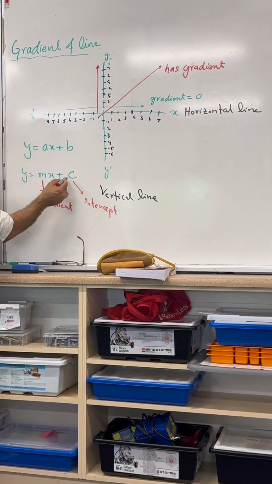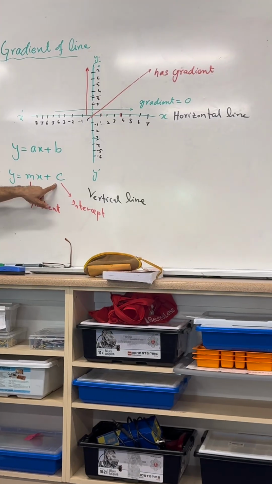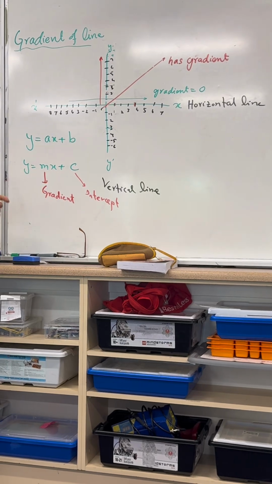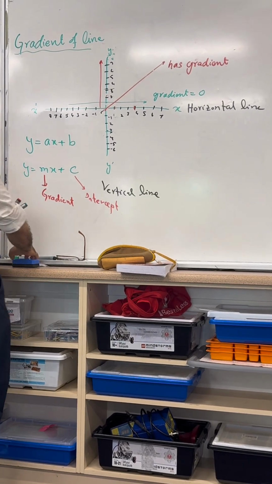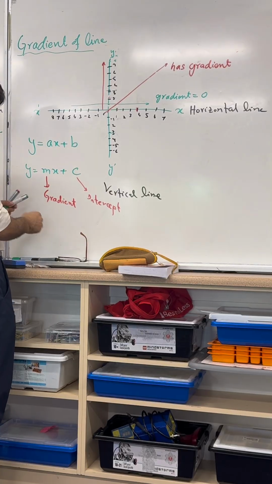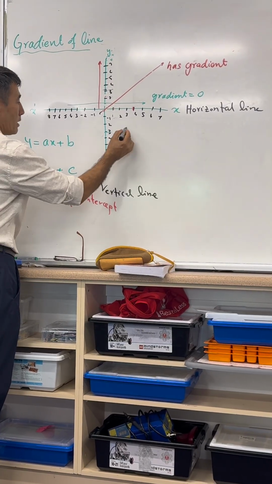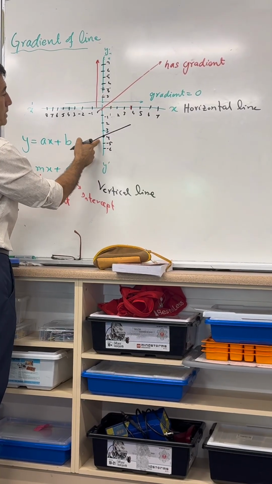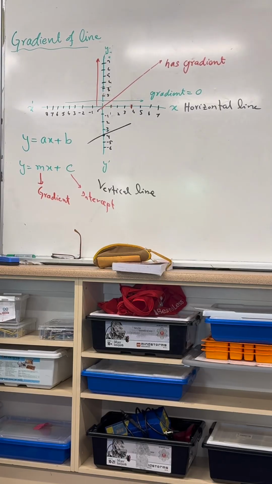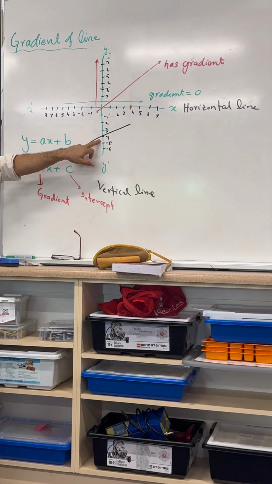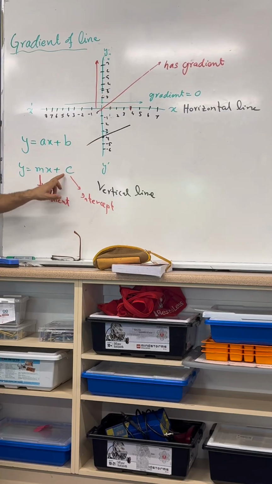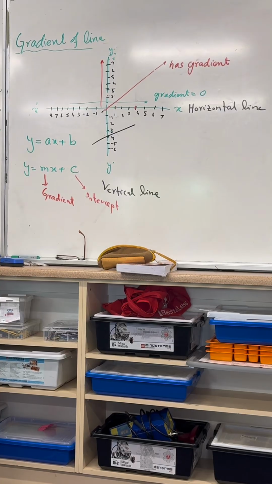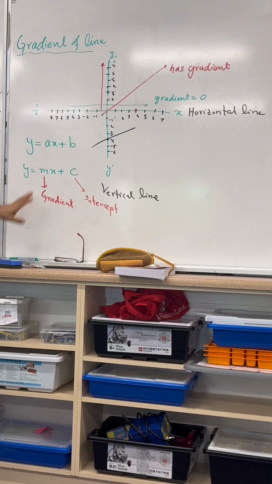Intercept means where the line cuts the x-axis or y-axis. Now, let me introduce another line. This is a line. It comes and passes through the y-axis at this point, see, -4. So the intercept is -4, that's c. Gradient, we will discuss in the next lesson how you find it.